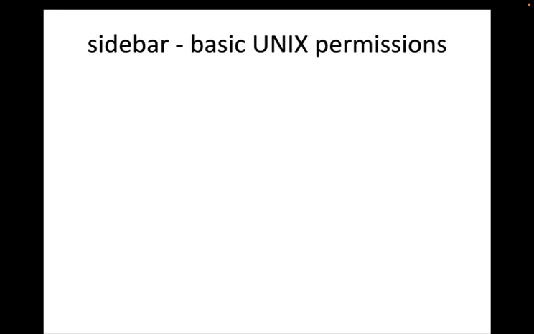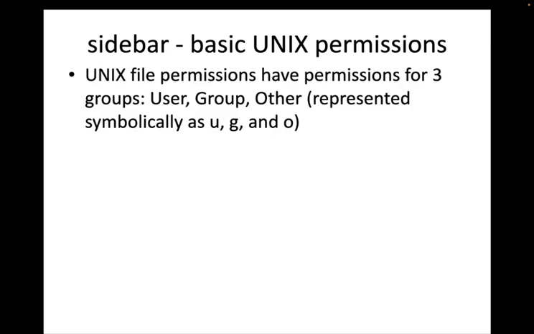Want to do a little sidebar on Unix permissions before we proceed on with some of the other primitives that we have with the find command. So in Unix, the concept of permissions is we have three groups of people for which permissions can be set: user, group, and everyone else, which is referred to as other. So the user is the user that owns the file. The group is the group that owns the file. And other, like I said, is everybody else.